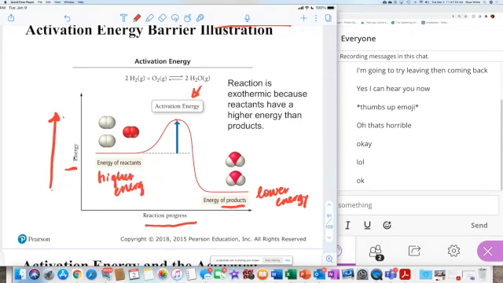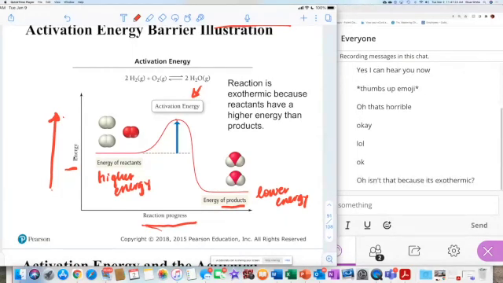And then the x-axis right here shows us the progress of the reaction. In other words, when you go from left to right, you're going from the beginning, BEG, to the end, END. Yes, it's exothermic because the beginning of the reaction starts with a higher energy, and then when the reaction is over, it's a lower energy.